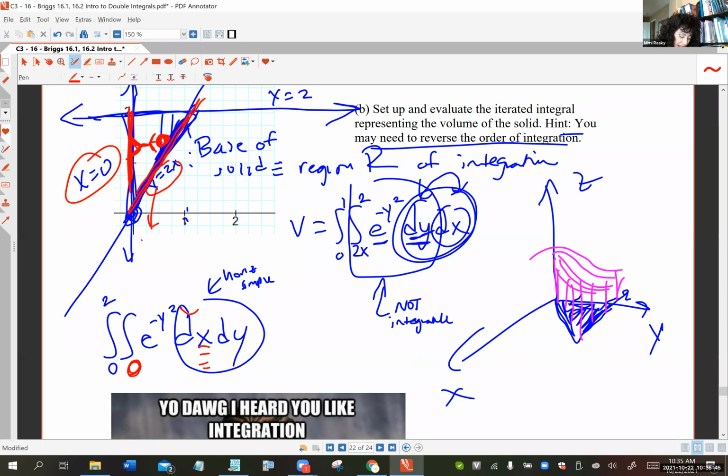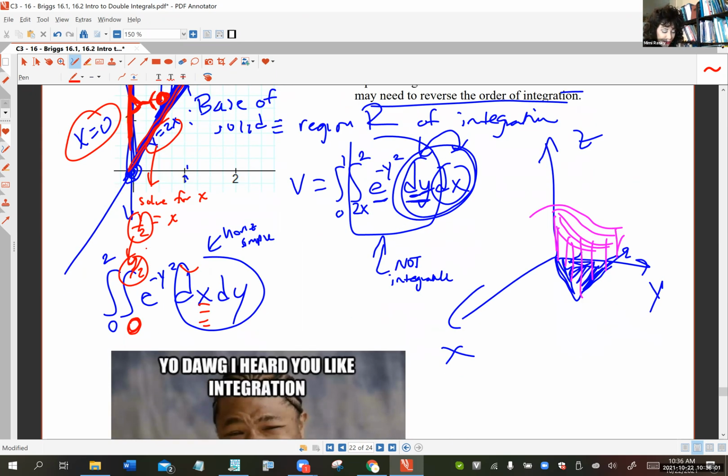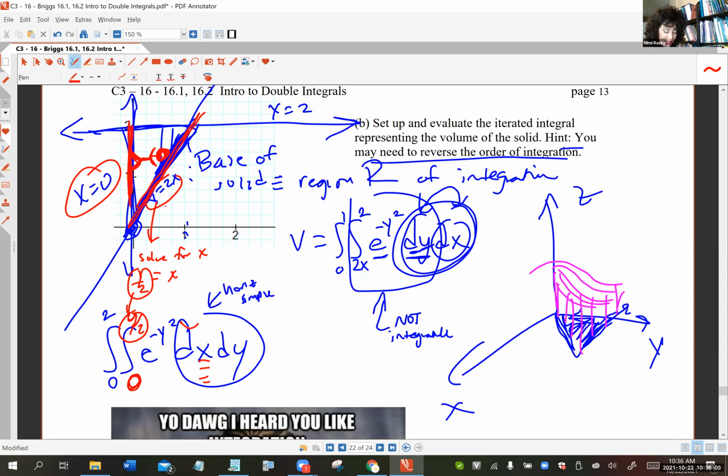So instead, solve y equals 2x for x, which is pretty easy. Just divide both sides by 2. And then x equals y over 2 is going to be the upper limit for x. Cool. All right, we iterated the integral. We're halfway there. Now let's go ahead and integrate.